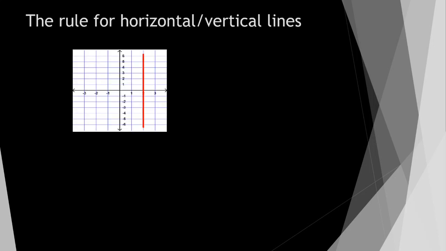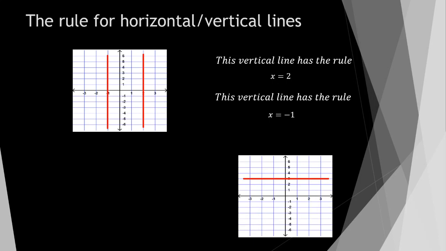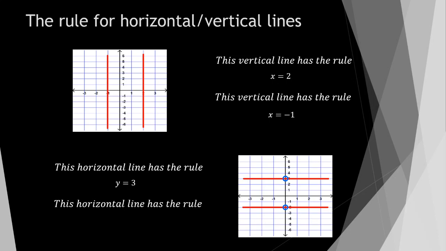Let's sum up horizontal and vertical lines. So as we just saw, the vertical line here has the rule x equals 2, and this line here has the rule x equals -1. Now if we had a graph here with a line going across that way, we can see that the y-intercept is at 3, so we can say that the rule here is y equals 3. And if we had another line here, you can see that the y-intercept is at -2. So our rule is y equals -2.